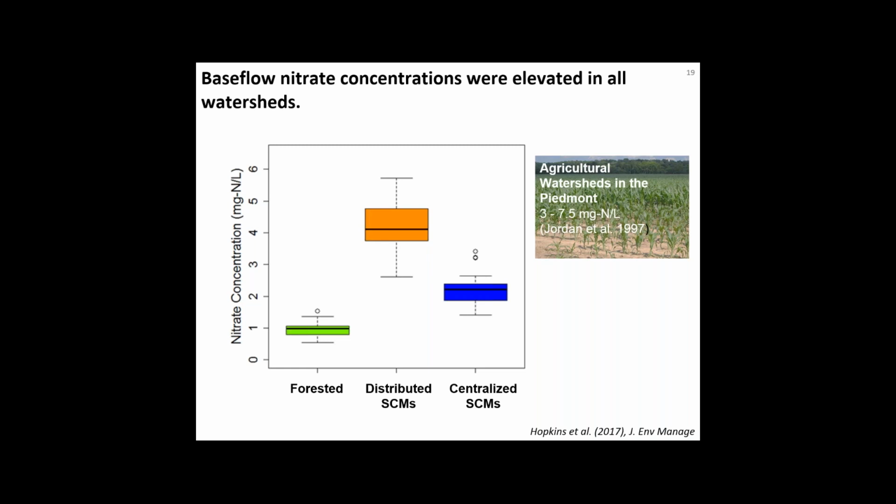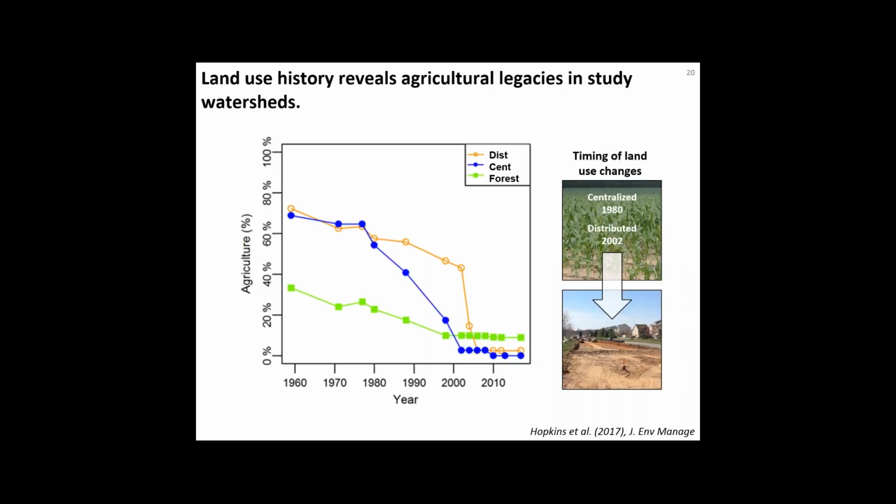So you might be wondering, well, where's all this nitrogen coming from? Why is it so high? Well, if we look back at the historical land use history in these watersheds, we can see that both the urban watersheds were previously agricultural watersheds. So back in 1960, both of them had about 70% agriculture. And even the forested watershed had about 38% agriculture back in 1960. And probably if you went back further in time, that percentage would be even higher. So this legacy of nitrogen in the soil from agriculture is still lingering in these watersheds and being flushed out.